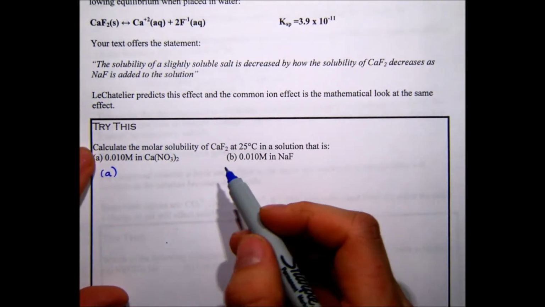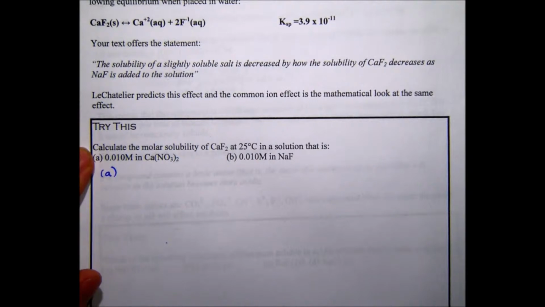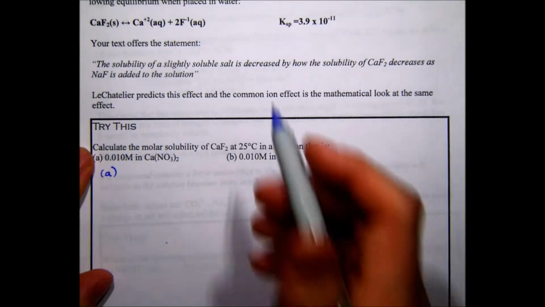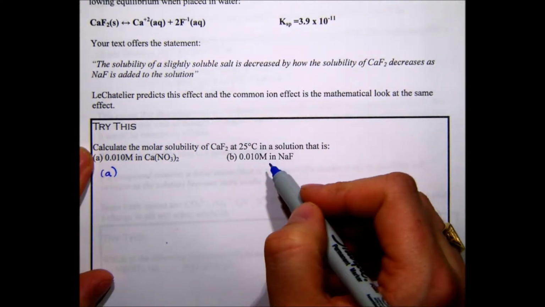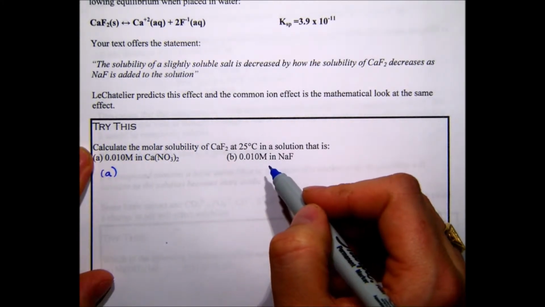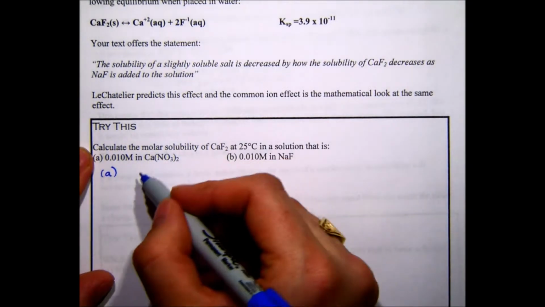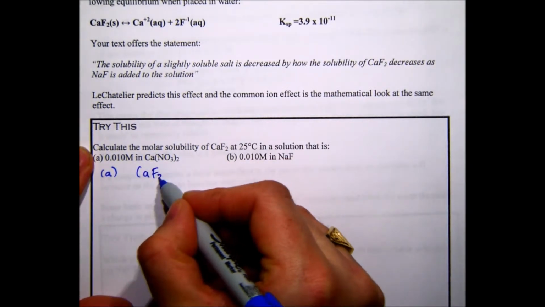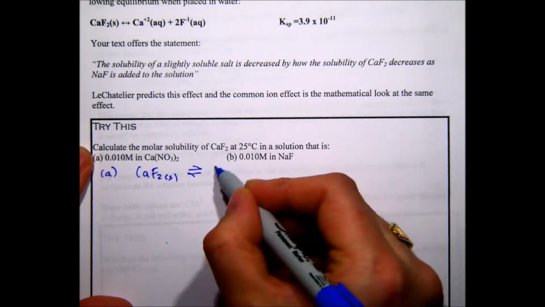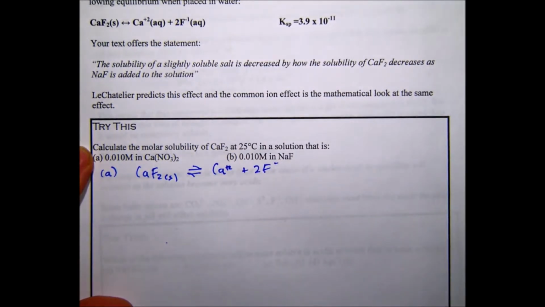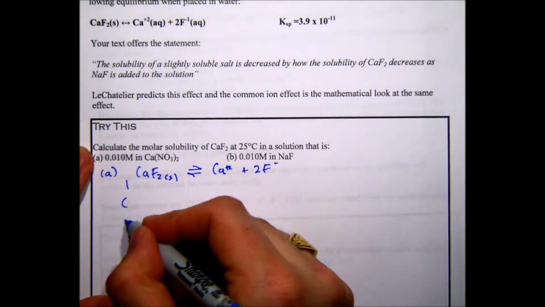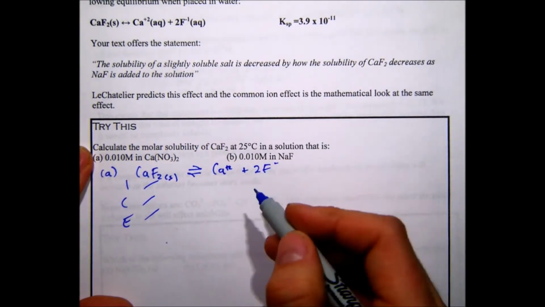So the try this says, calculate the molar solubility of calcium fluoride at 25 degrees Celsius in a solution that is A, 0.01 molar calcium nitrate, and then B is 0.01 molar sodium fluoride. So we're going to write our expression out. We have our expression all written out. Going to throw it in an ICE box where the solid never matters.